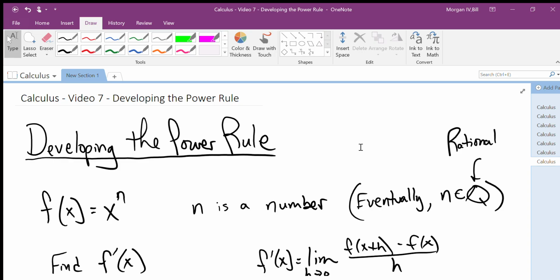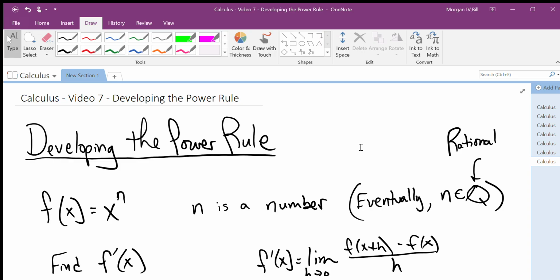We're going to develop what's called the power rule, but you'll actually like using the power rule because using it will save you lots of time, even though today's development of it will be quite lengthy and a little complex, but I think you can handle it.